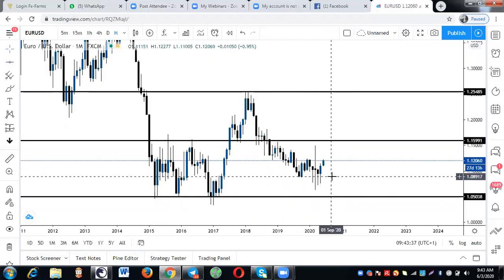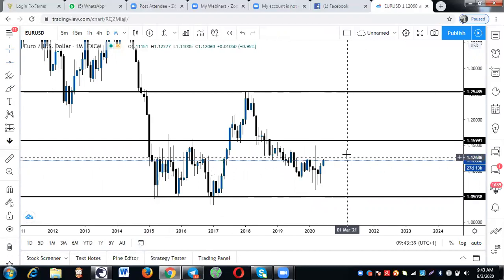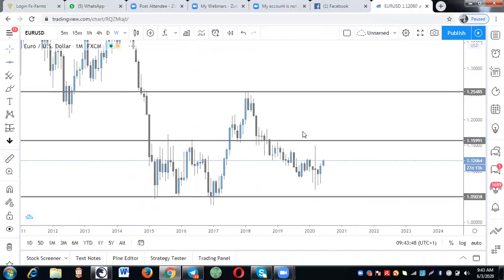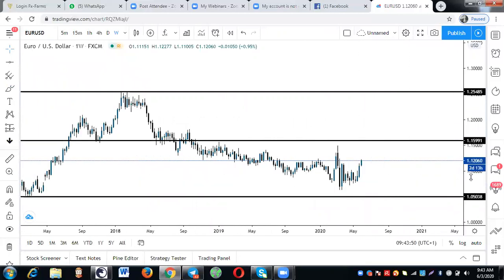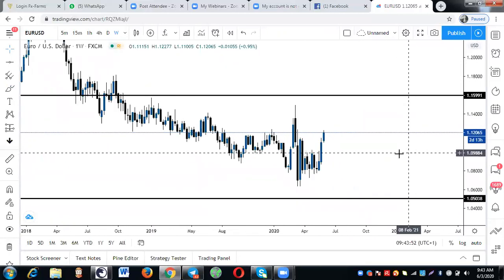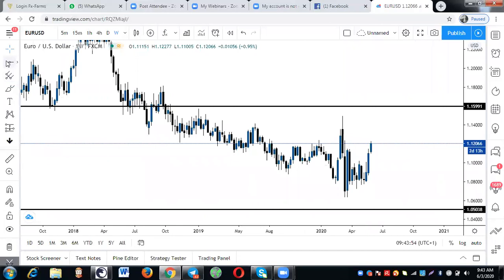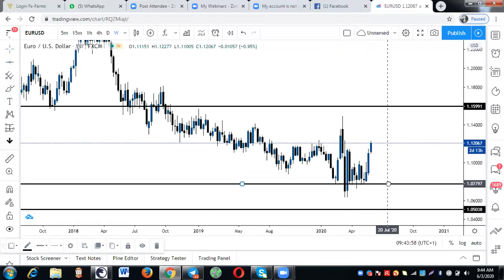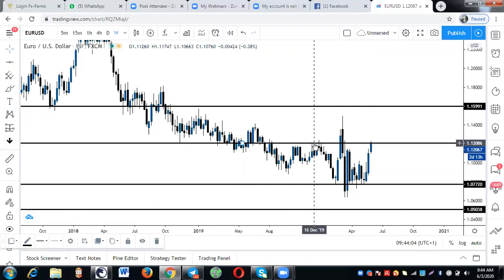So the next place I want to go to is my weekly time frame. So I'll go to my weekly time frame. This is a weekly time frame, and I'm going to mark out the support and resistance here too. Okay, so now this is where I see some reactions. You can see these interactions here. So I'm going to mark that. Then here I have something here as well. So I'm going to mark this.